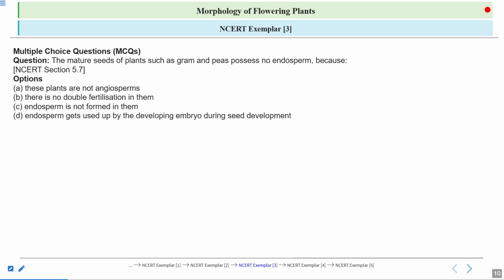Next question. The mature seed of plants such as gram and peas possesses no endosperm. Why? This question is coming from the NCERT section 5.7 and the options are: A. These plants are not angiosperms. B. There is no double fertilization in them. C. Endosperm is not formed in them. D. Endosperm gets used up by the developing embryo during the seed development. Right? So let us see the answer of this question.